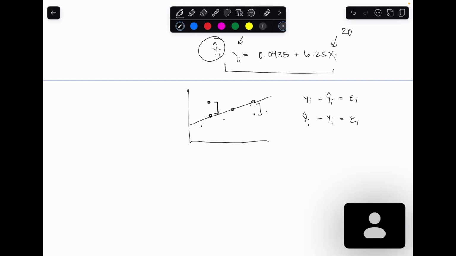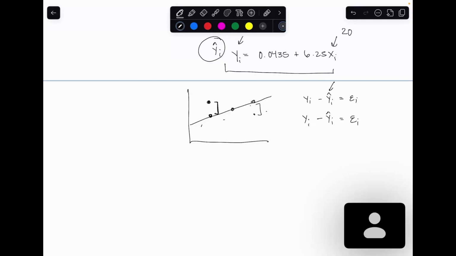This should be a hat. There we go. This is actual minus expected, because y hat is the expected, the predicted value. And then just the regular yi is the observed value.